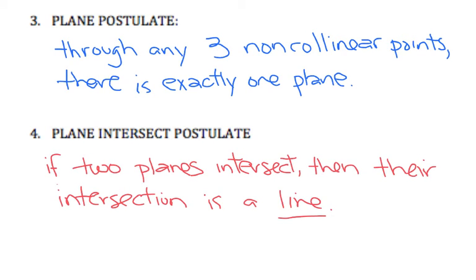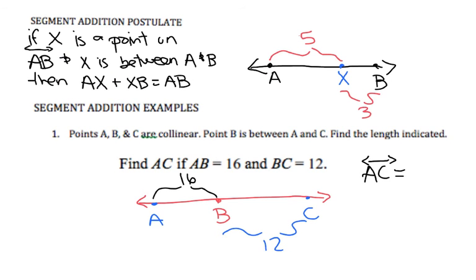2 more here, plane postulate and plane intersect postulate. Plane postulate states through any 3 non-collinear points, there's exactly one plane. Plane intersect postulate states that if two planes intersect, then their intersection is a line. Okay, make sure you know that.